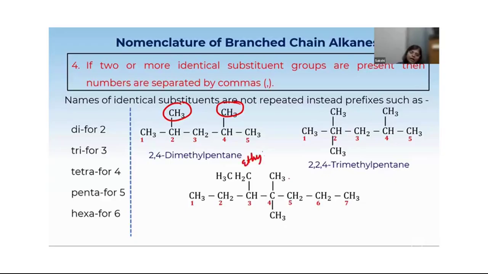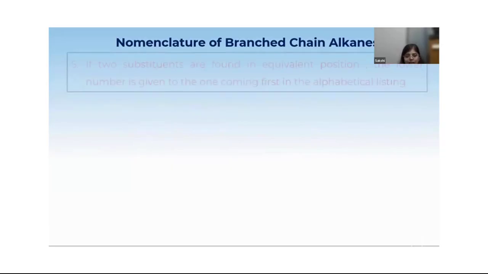So first ethyl and then we have methyl. So we'll say it as 3 ethyl because ethyl will come first. 3 ethyl, 4, 4 dimethyl heptane because 7 carbon atoms, right?